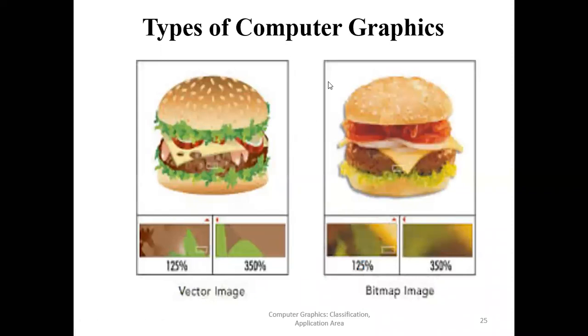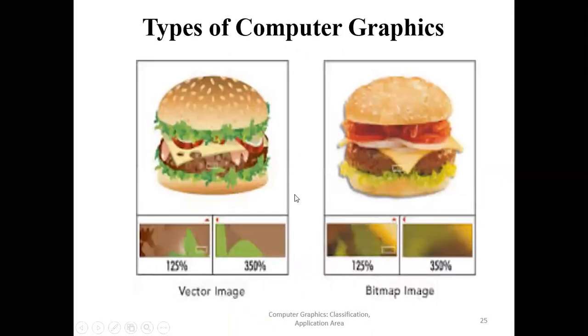Now again, you see the picture of the burger. Here we have this vector image burger and we have this bitmap image burger. If you zoom the burger image in at 125% in the vector image, you can still clearly see the parts of the burger, and even at 350% zoom, you can clearly see this lettuce. But if you take a bitmap image and zoom it, the picture gets blurry. There's no way to understand what this actually means. So this is another example.